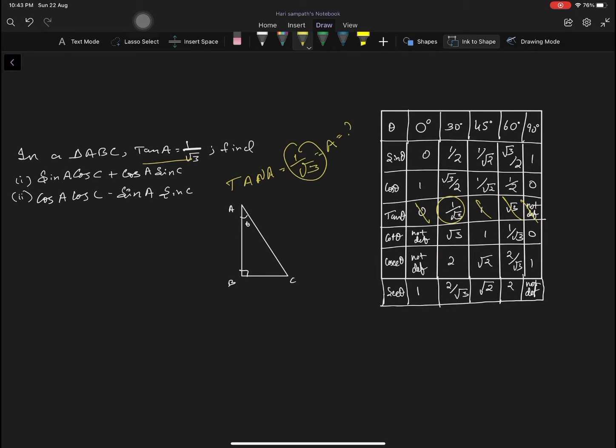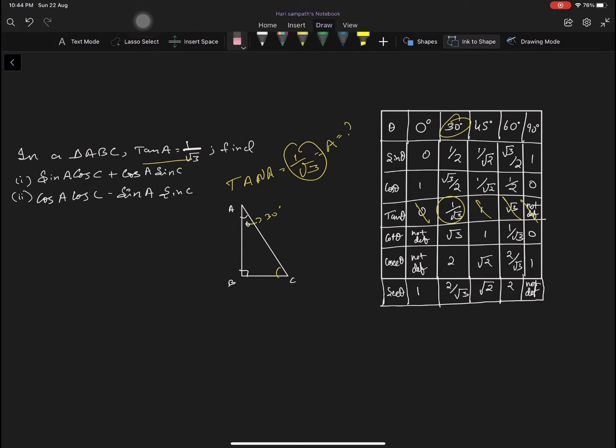Since we got A, we can very easily find C, that is 60 degrees. Yes, you're right, because we are going to use the angle sum property over here. Theta at angle A equals 30 degrees and theta at angle C equals 60 degrees. How I found it? 90 plus 30 plus x equals 180. x equals 180 minus 120, that is 60.